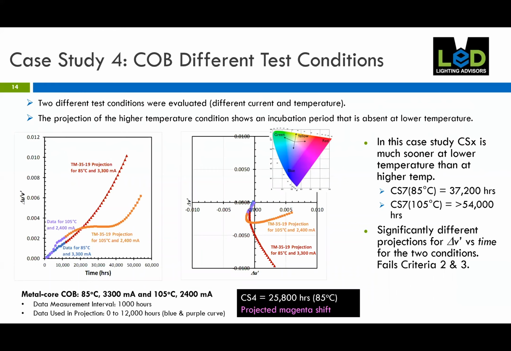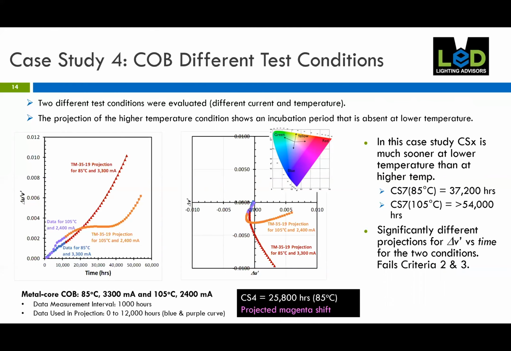So moving on to a different package platform, case study 4 evaluates chip-on-board LEDs under different test conditions, different currents and temperatures. So for example, here we have tests at 85 C and 3,300 milliamps, and at 105 C and 2,400 milliamps. Here we are using the first 10,000 hours of data, in the blue curve and the purple curve for the 2 different temperature and current conditions.